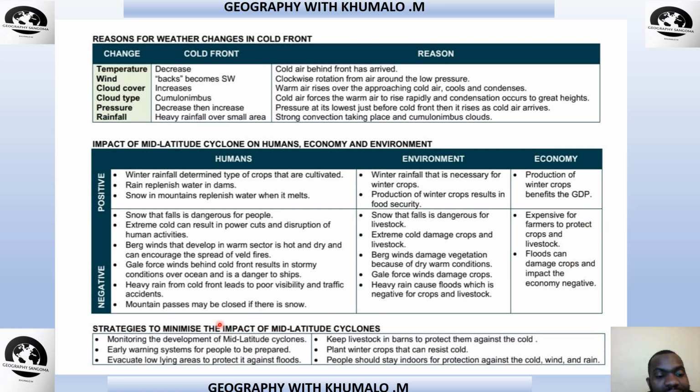But now, what are the strategies to minimize the impact of the mid-latitude cyclone? We must monitor the development of the mid-latitude cyclone, and have early warning systems for people to be prepared, evacuate low-lying areas to protect against floods, keep livestock in pens to protect them against the cold, and plant winter crops that can resist cold. People should stay indoors for protection against the cold, wind, and rain.